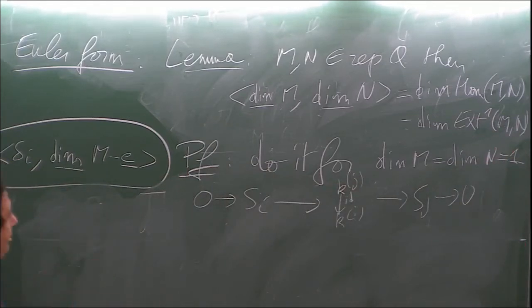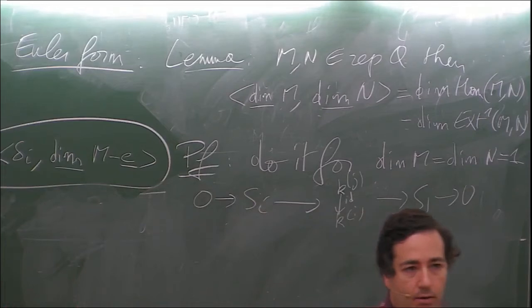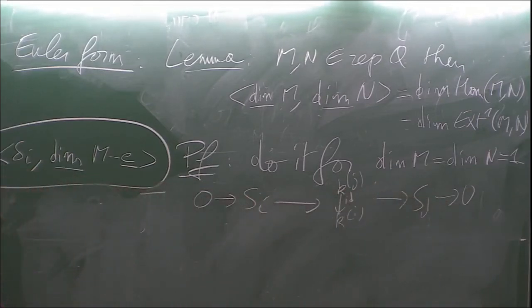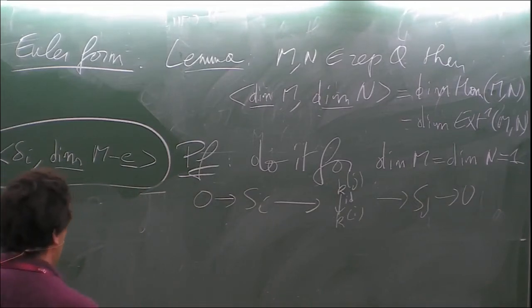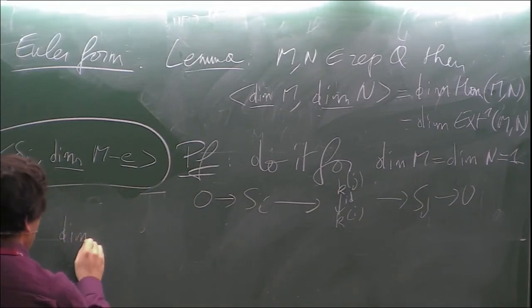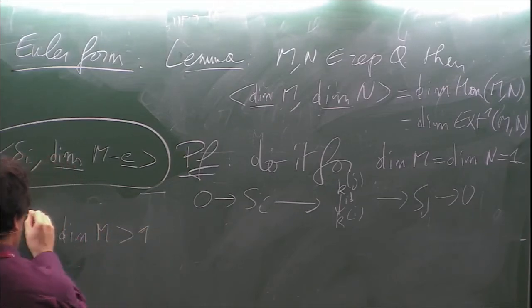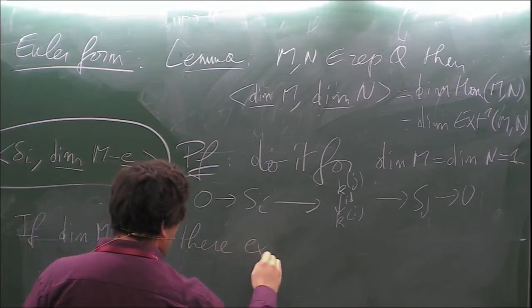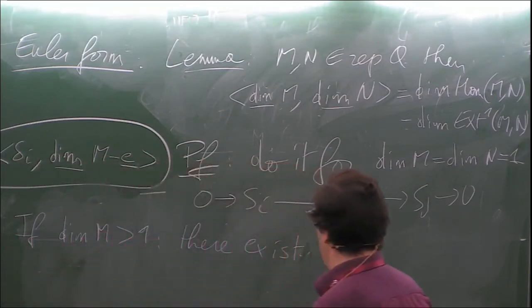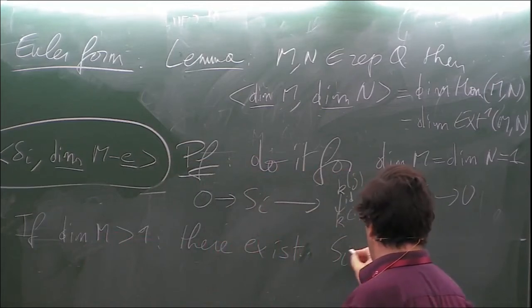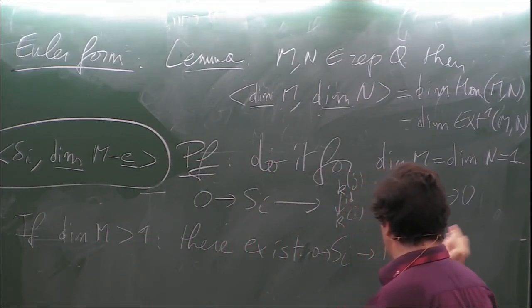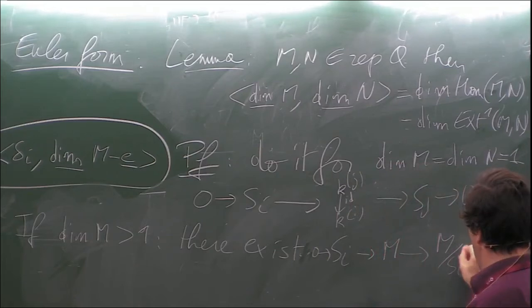What happens if M or N is bigger? So this is a general thing. You always have a simple module which injects in it. So suppose that the dimension of M is bigger than 1. And there exists a simple which goes inside M, Si inside M. And then you can quotient it like that.